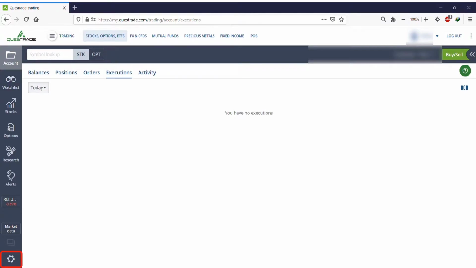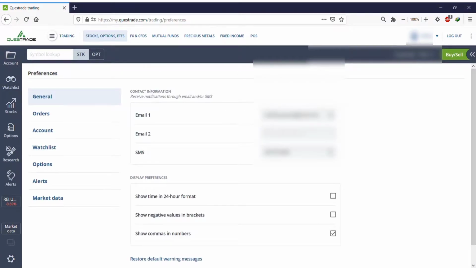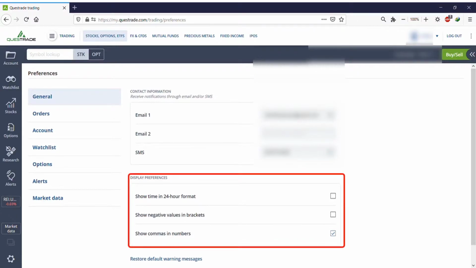Also, in settings there's one thing that I want you to be aware of. In general, show negative values in brackets. Make sure to uncheck it because you don't want to see negative values in brackets. I really don't get why it's there. Show commas in numbers. Make sure to check this because you don't want any mistakes. For example, 10,000 shows you 10, comma, 3 zeros.